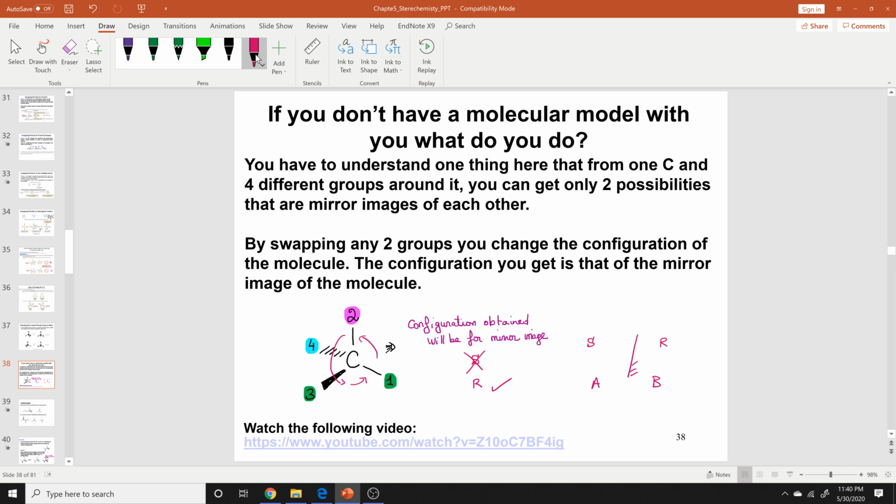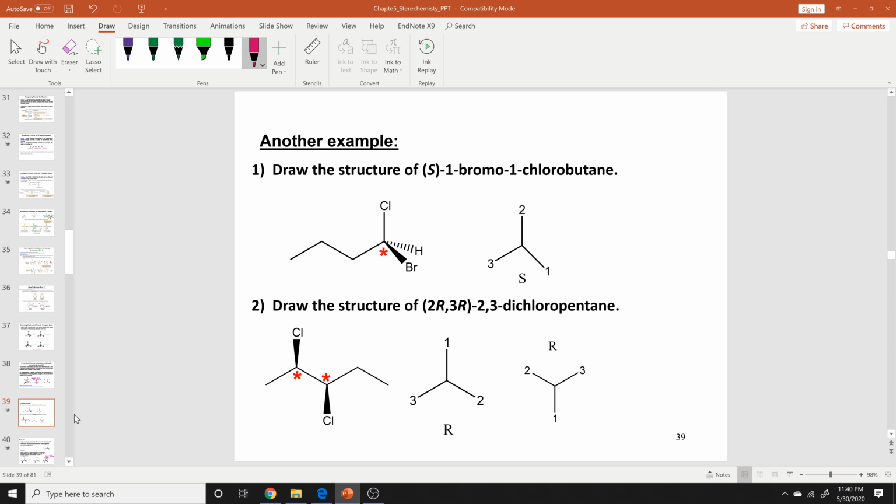If you had a molecular model with you, all you need to do is rotate it so that carbon number 4 is behind, and then go 1, 2, 3. You're going to get the same configuration there, which is the R configuration. So let's have an example.